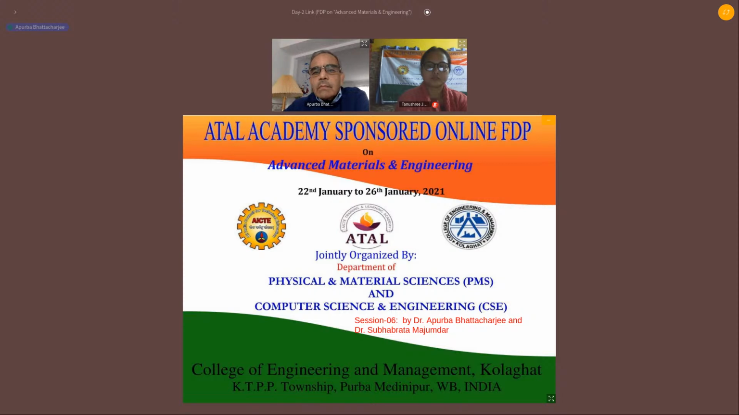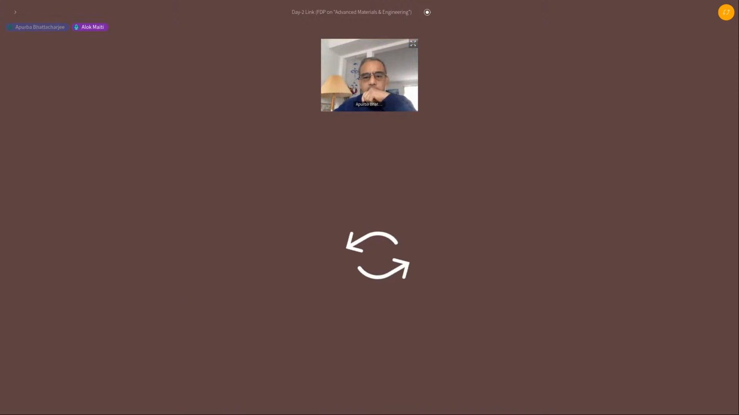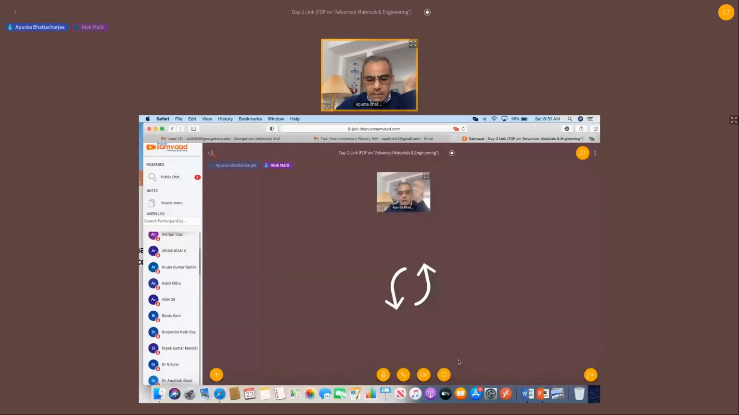Where is the application window? Are you getting the entire screen, application window? No, I'm getting on the left the messages, and then the users and participants, all these things, and then I see some names here, but not any application window. Sir, which browser are you using? I'm using my computer browser.